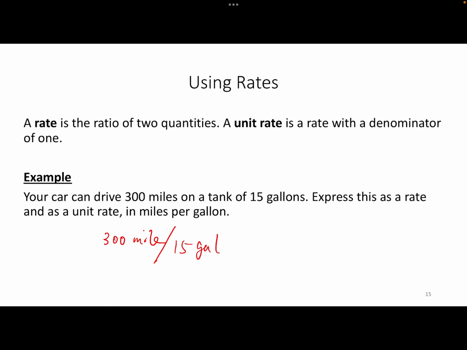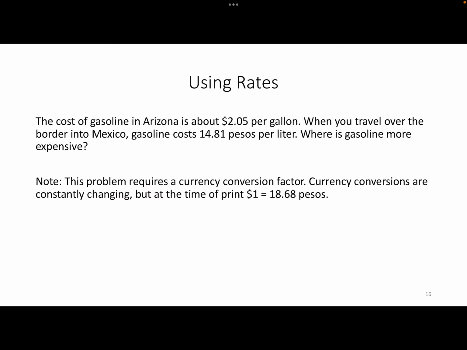What about the unit rate? We have to find, per 1 gallon, how many miles you can go, right? Just use 300 divided by 15. That's equivalent to 20 miles per gallon. So this is just a regular rate. This is called a unit rate. All right. Okay, the last example.